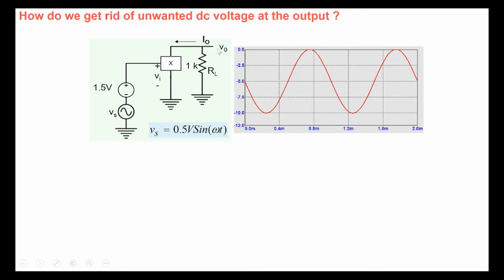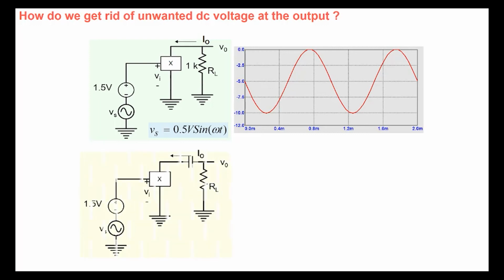Note that I'm interested in the speech or the video signal here. So to the output, I want to deliver only the signal. I don't want to deliver a DC part there, right? So how do we get rid of the DC voltage here? Whenever you want to get rid of the DC voltage, we realize that a capacitor blocks any DC signal, right? So we could use a capacitor here.